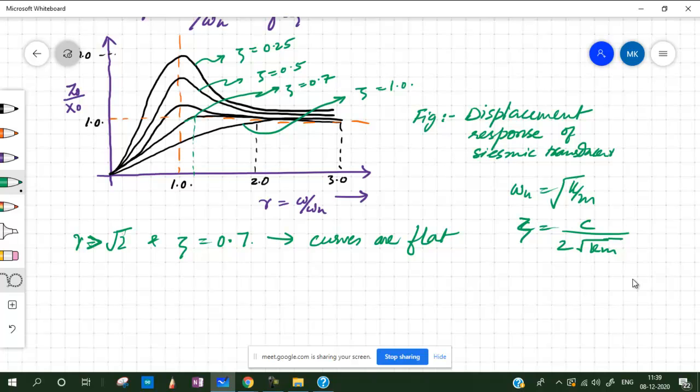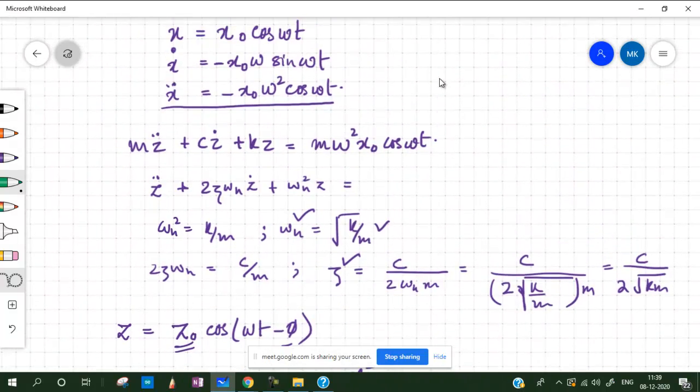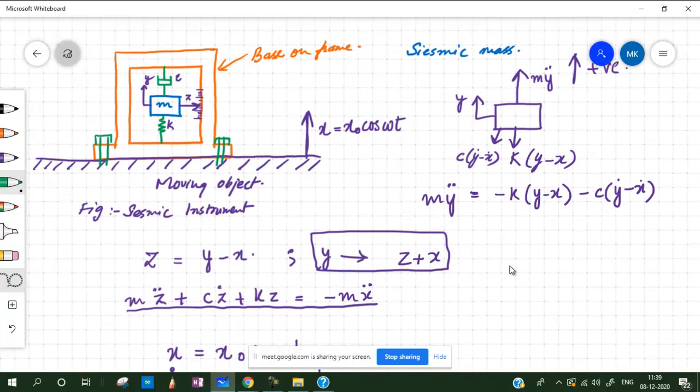So what it would mean is that if we are interested in displacement measurements at frequencies more than root 2 omega n, and if the damping ratio is around 0.7, then we can easily correspond to whatever has been measured by the relative displacement transducer. z0 is nothing but the displacement of the object which is to be measured.